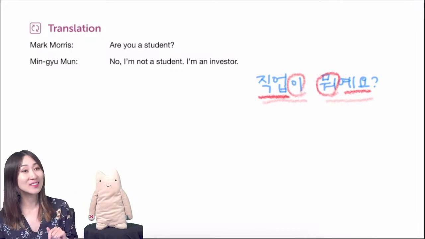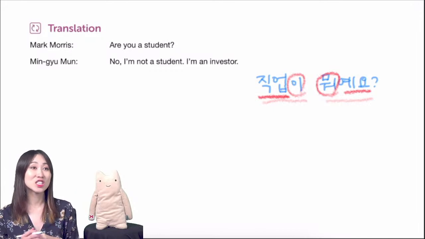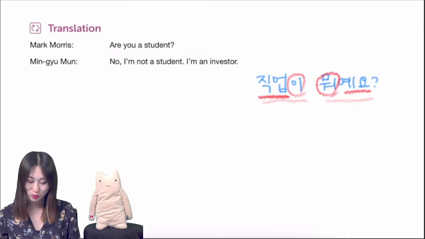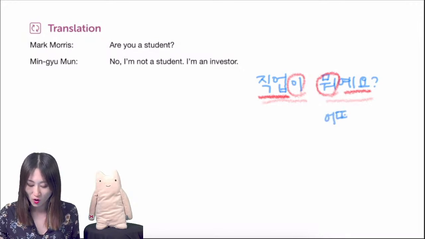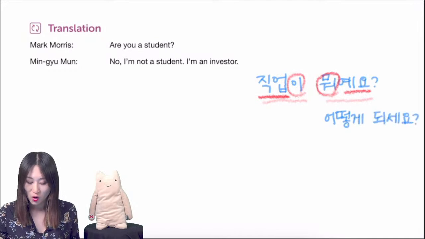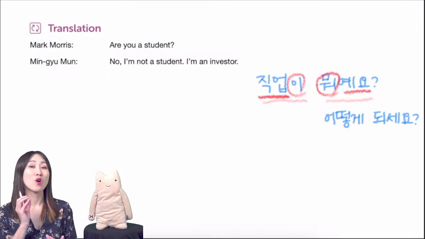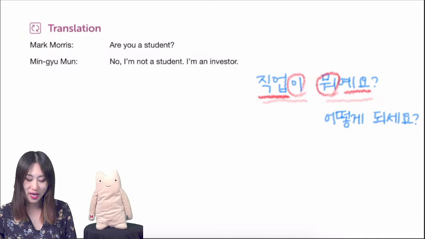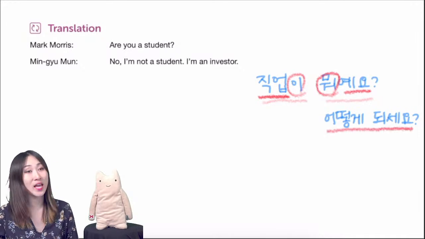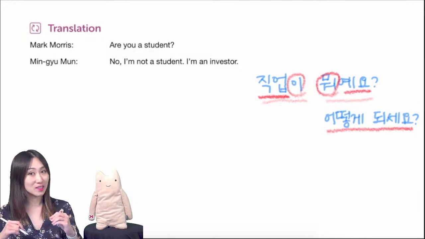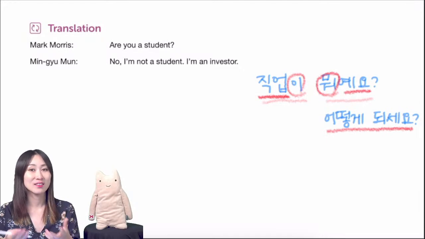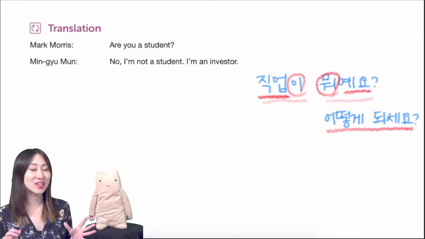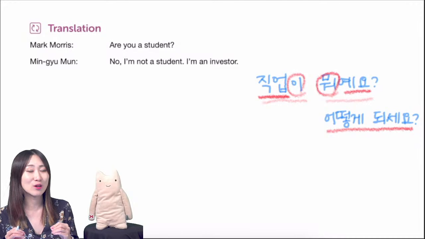And Katie, exactly. That's a very good example. 직업이 뭐예요 is okay. Or you can also say 어떻게 되세요? 어떻게 되세요 is exactly same as 뭐예요. They are the same. But what's the difference? 뭐예요 is very direct. What is? But 어떻게 되세요? It sounds like I wonder what it is. So it sounds a little bit indirect. That's why it sounds a little bit more polite.